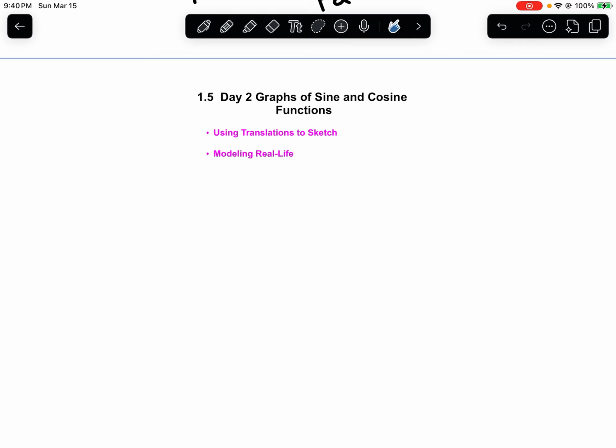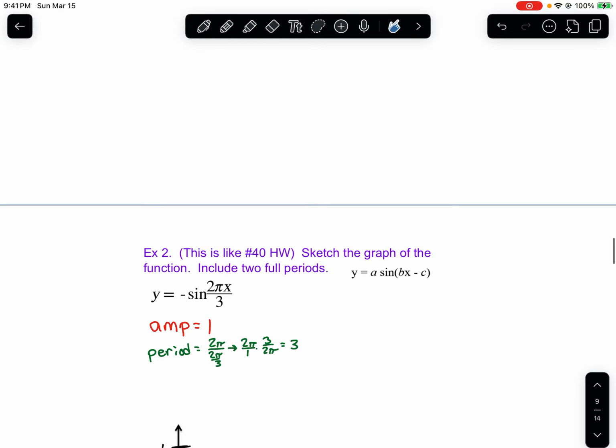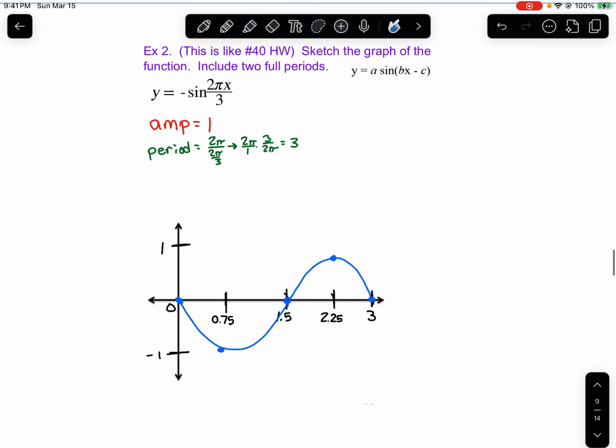So with day 2 of graphing sine and cosine, like I said earlier, what we're going to do is add in things called phase shifts and vertical shifts. We're just going to change the starting point of our graph. So we're going to move it left, right, up, down. A phase shift is just moving things left and right. A vertical shift is just moving it up and down.